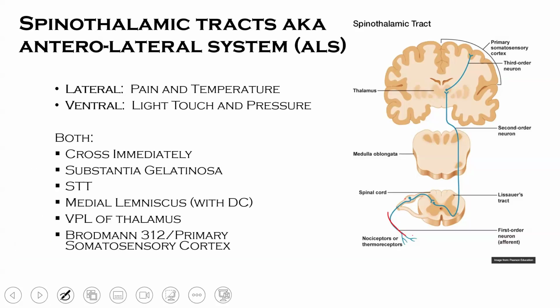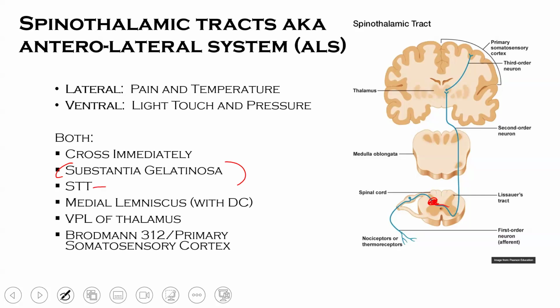If you look over here, it's going to cross over right here and then go up into the brain. So it crosses over immediately. Where it's crossing is this little spot right here called the substantia gelatinosa. You don't really have to remember that one.